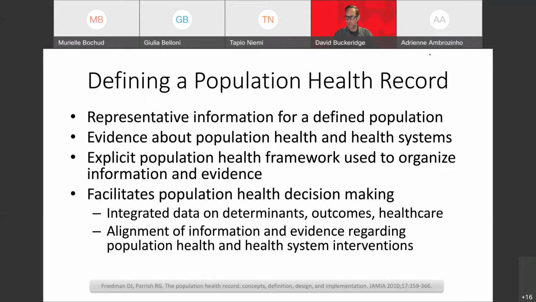And so this, as you can see, fits quite nicely with the theory of evidence-based public health, which, although they didn't mention it explicitly in their paper, I think was really at the foundation of some of that thinking. And the idea would be that having such a device, this population health record, would facilitate population health decision-making. As I mentioned, analogously to the electronic medical record for clinicians, it allows you to integrate data on determinants and outcomes in healthcare for a specific population. And moreover, in the context of evidence-based public health, it creates a platform for aligning information about a population with evidence regarding population health and health system interventions.